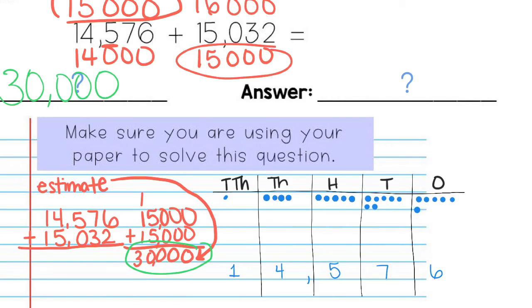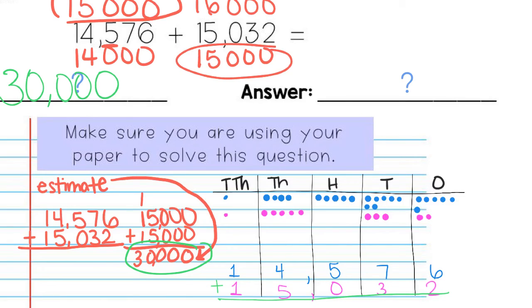15,032. So 15,000 has 1 10,000, 5 thousands, 0 hundreds, 3 tens, and 2 ones. And then I'm going to write that underneath. 1, 5, 0 hundreds, 3 tens, 2 ones. Then we will be adding them up.